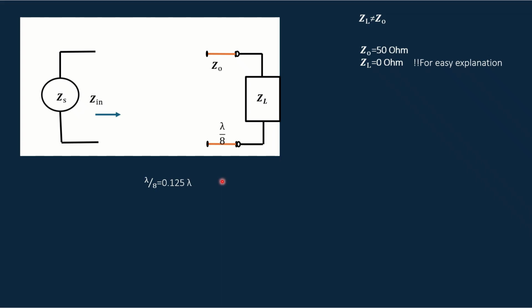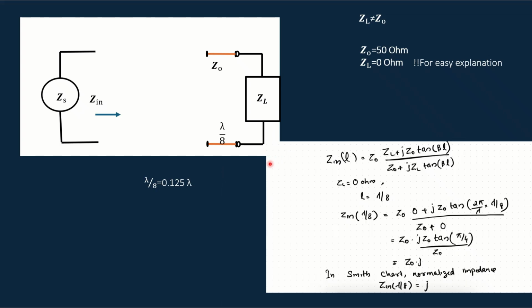So let's see what will be the input impedance seen in this system when the transmission line length is lambda by 8. If I want to calculate that, I have to substitute everything in this equation. So this is our equation, Zin equal to Z0 into the whole thing. I know that the load impedance is 0 ohm, that is short, and the length of the transmission line is lambda by 8. So after substituting everything and making all these complex calculations, we will get the input impedance as Z0 into j.